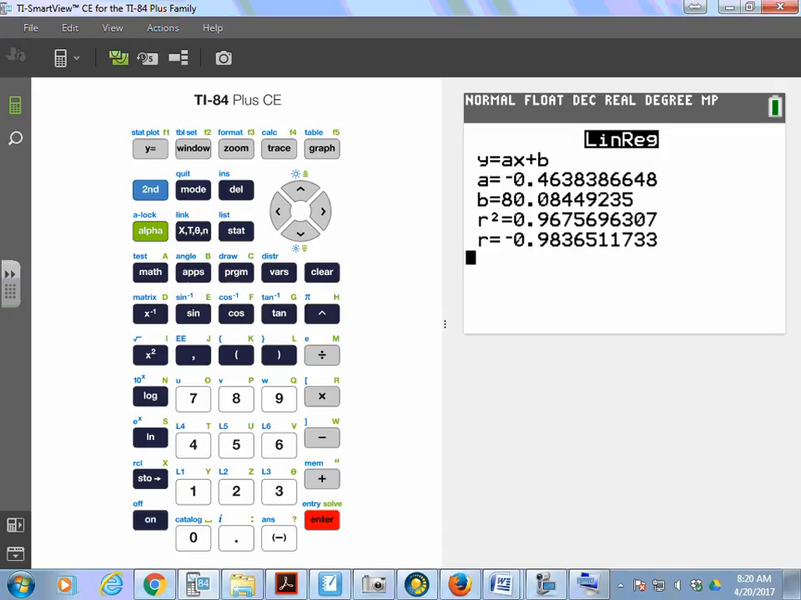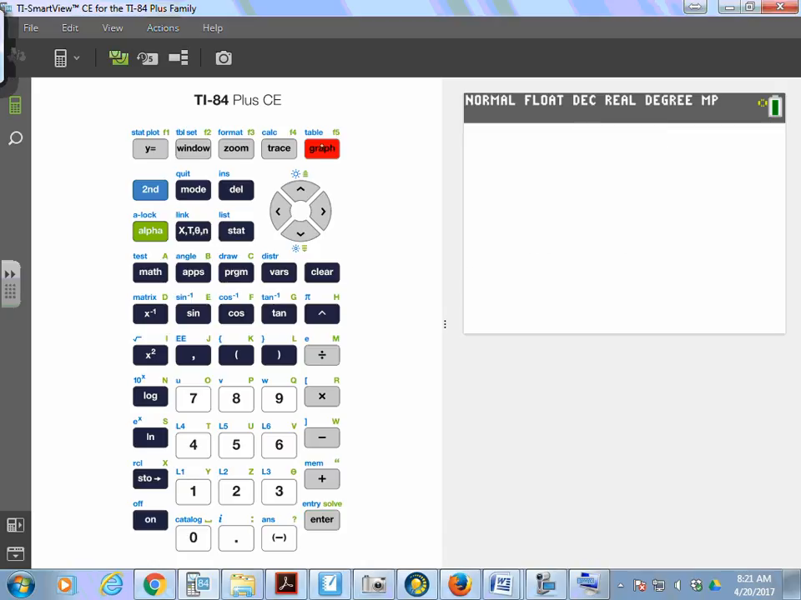Now, what this tells you: R is the correlation coefficient. We talk about correlation, we say that it's positive or negative, but our R here tells us what's called the correlation coefficient, and it tells us how good of a fit our line is to our data. The closer this number is to positive 1 or negative 1, the better the fit is. Since this is negative 0.98, that's pretty close to negative 1, so we know that our line is a really good fit. If you go to Graph now, you should see the line on your graph.